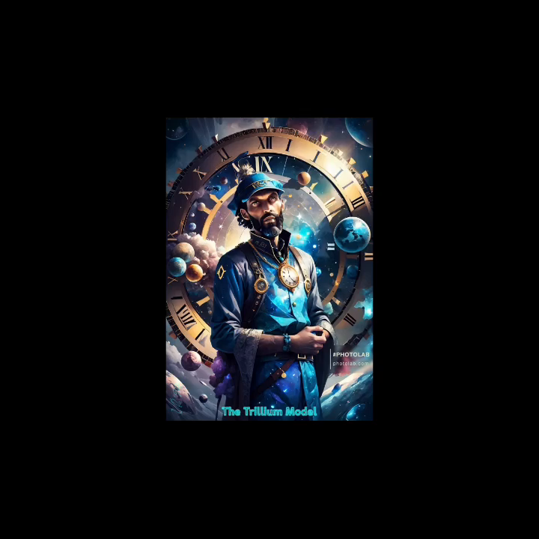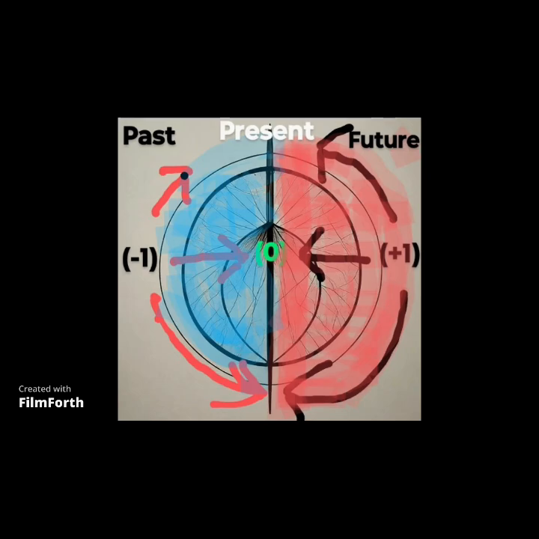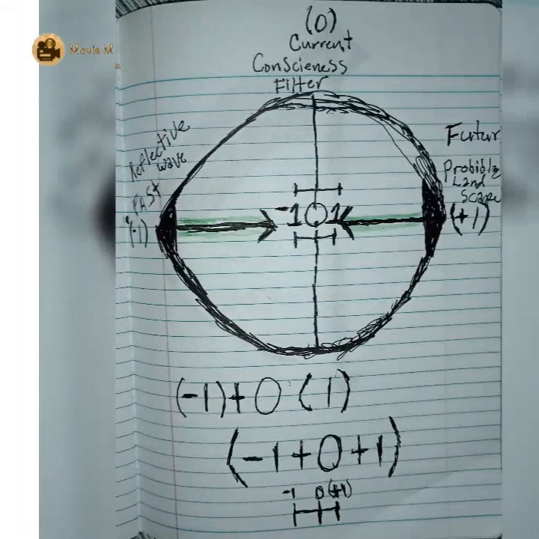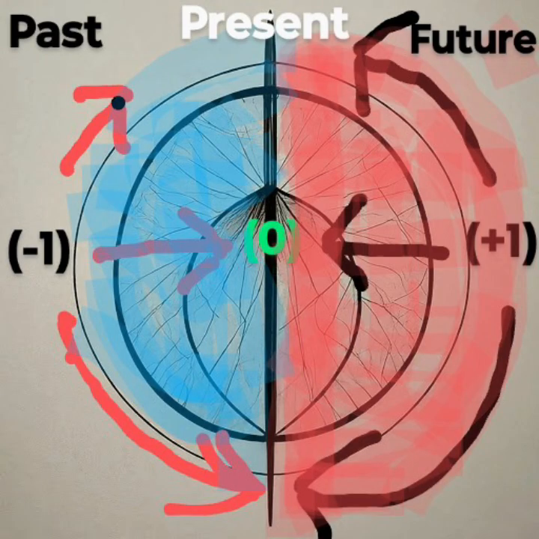Welcome to the deep dive. Today we're exploring something pretty fascinating. We are. It's a conceptual model, the Trillium Model. Right, and it visualizes time, past, present, future, but not like a straight line. It's more dynamic, like a wheel spinning. Exactly, like a dynamic, interconnected system.